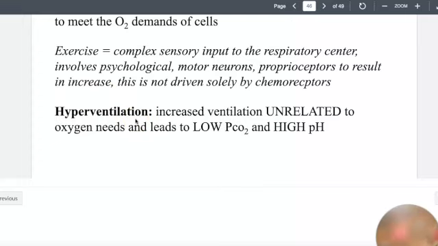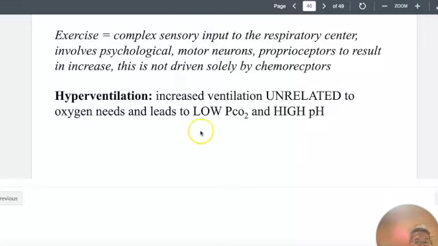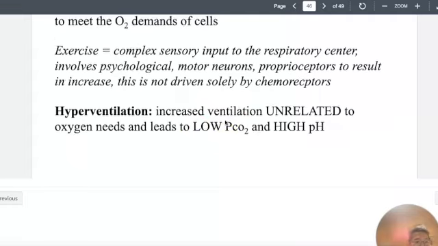When you breathe out too much, your body will have a low partial pressure of CO2 and a high pH. So your body is now too basic. Remember, when you have too much carbon dioxide, you will have low pH.